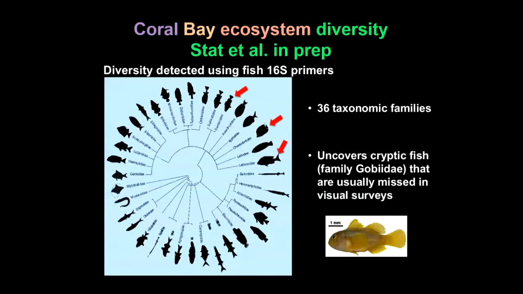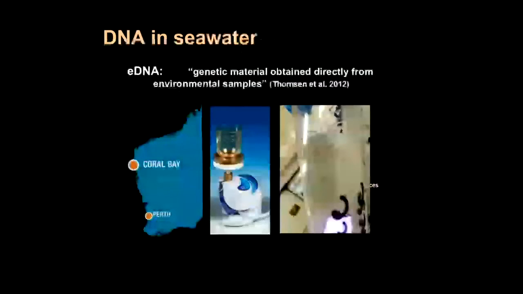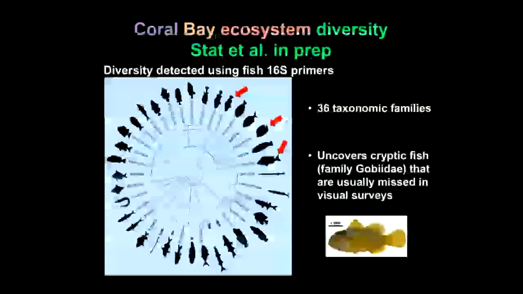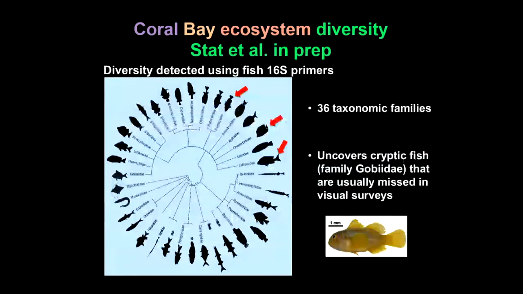So these are some of the pilot data, early trials that we've been working on. Mike Stadt at Curtin's been doing a lot of this work. In this case, this is from a 9-liter water sample from Coral Bay. For those of you not familiar, it's at the southern end of Ningaloo Reef. And using just those fish 16S primers, he was able to detect 36 taxonomic families of fishes. Thankfully, most of those made sense based on what type of fauna we might expect in the region.